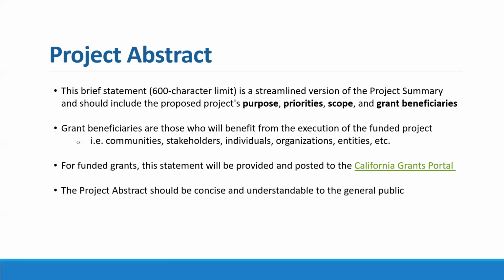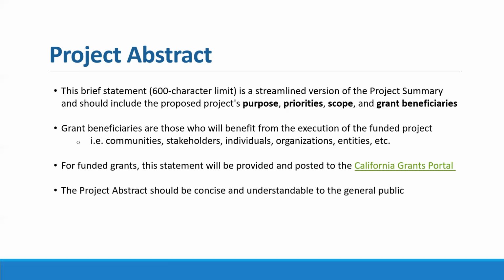And so the abstract should be for a general audience, and there is a very short character limit of 600 characters. So essentially, we really recommend treating your abstract as an elevator pitch. The details that should be contained in the abstract should be the project's purpose, the priorities, the scope, and the grant beneficiaries. And I completely understand that that is a lot of information to fit into that 600 character limit. So really, we just emphasize that this should be a very streamlined version of the project summary. Again, just really that elevator pitch.